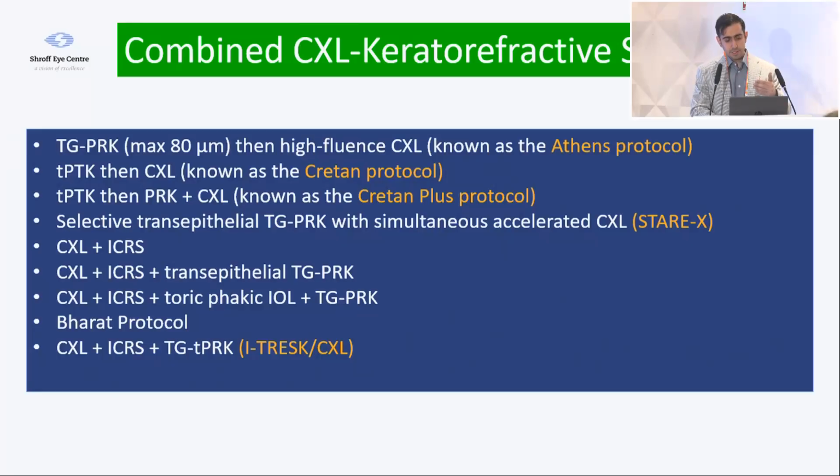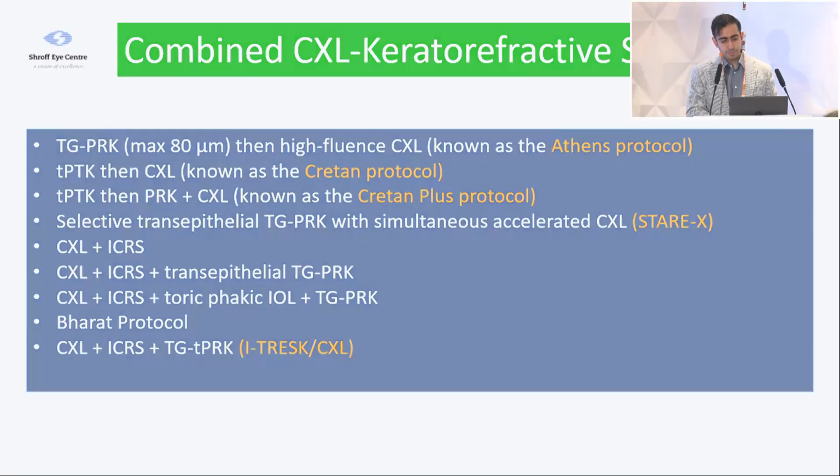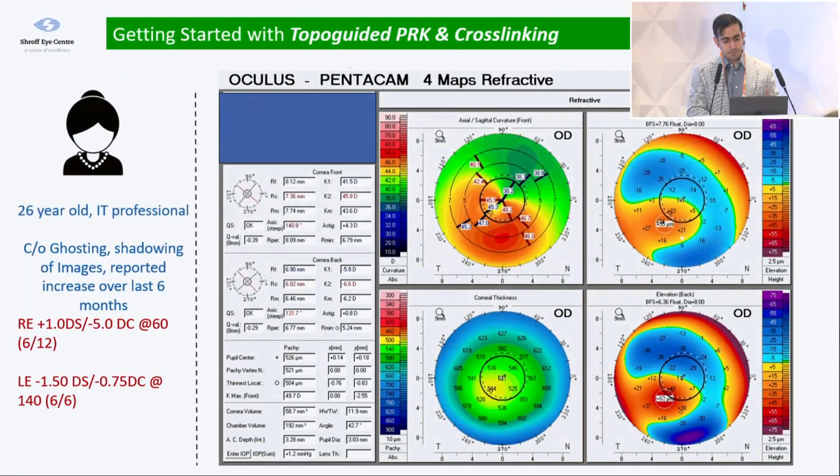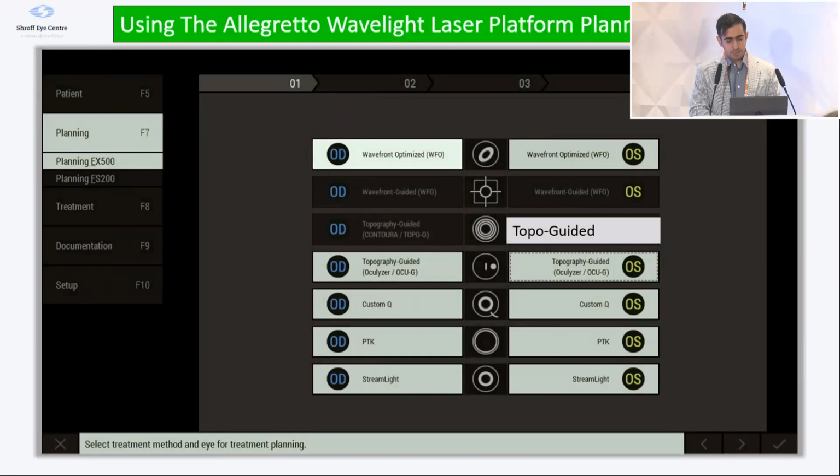And these are the various different protocols which have been described in literature to do topo-guided treatments. We have the Alcon system, so I'm going to be talking about a couple of cases that we did on that. This is a 26-year-old lady with refraction in the right eye of +1, -5 cylinder at 60 degrees with the best corrected of 6/12.